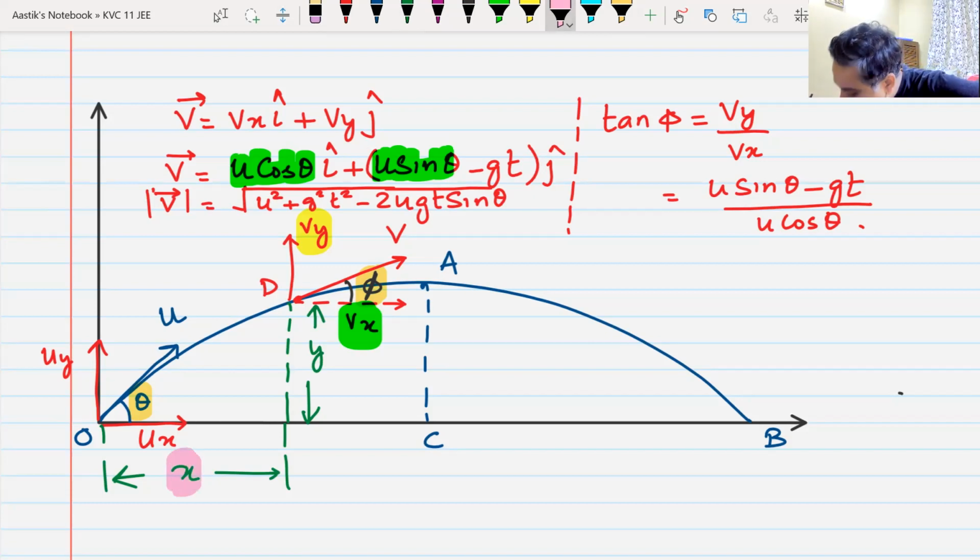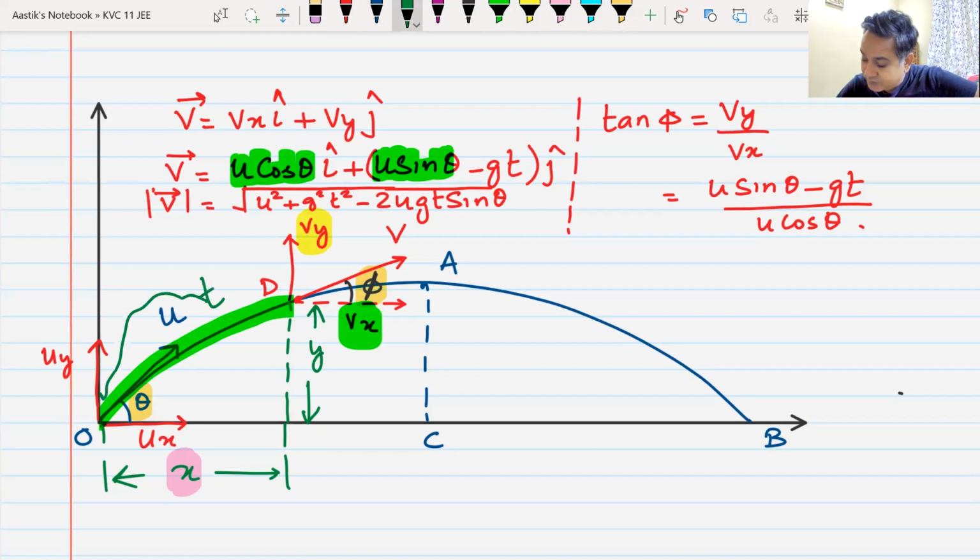What is the value of this x? What is this x equal to? If I assume that I have taken t seconds to go from here to here, what is the value of x? U cos theta t, sir. X will be equal to u cos theta into t. Yes or no? And y will be equal to?